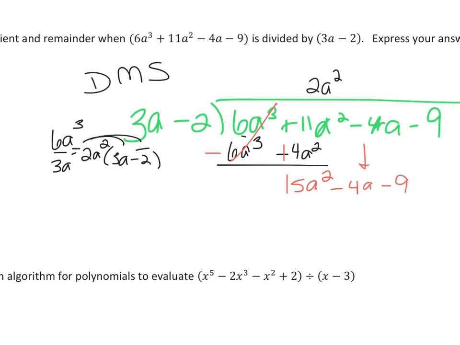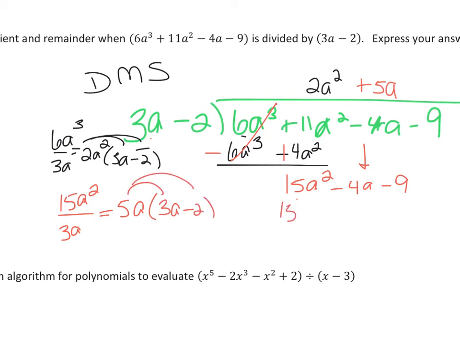Take your first term divided by your first term. So 15a squared divided by 3a. When you do that, you're going to get a 5a up here. Do not forget to write your quotient on the top because people do forget that. Multiply is the next step, and you'll end up getting 15a squared minus 10a. We divided, we multiplied, now we're going to subtract, so change both signs. That'll cancel. You'll end up getting a 6a, and then drop down the negative 9.